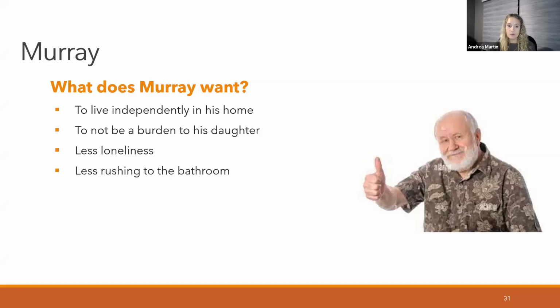So if we were to ask those questions, we might get information like this. We might find out what Murray really feels strongly about, how he wants to live out the remaining years. We might find out that he wants to live at his own home. He does not want to burden his daughter. We'll find out about his loneliness. We may find out that he's really annoyed about having to rush to get to the bathroom. And so those are some great things that we can work with that now we're getting from Murray in those conversations.